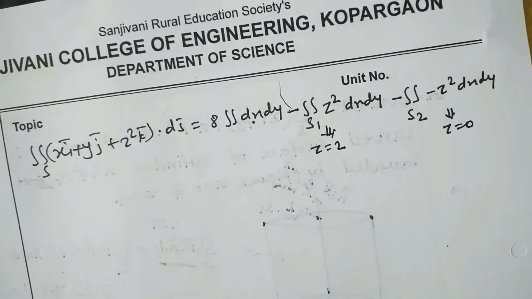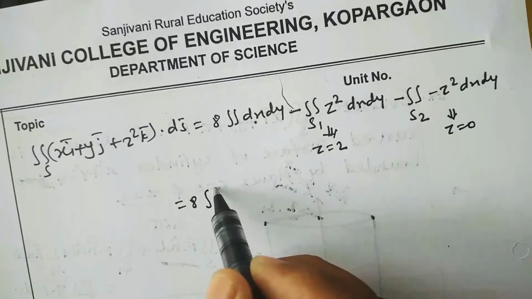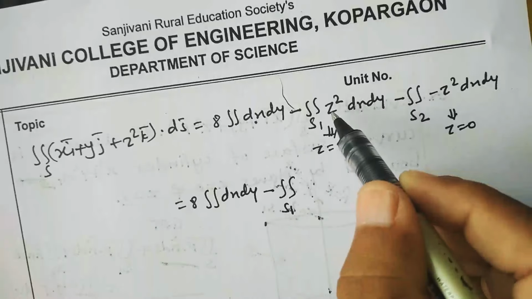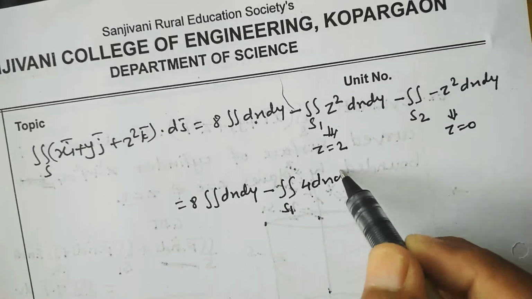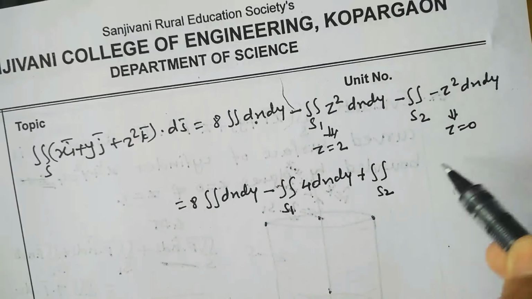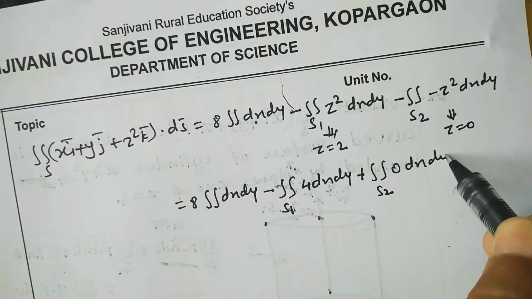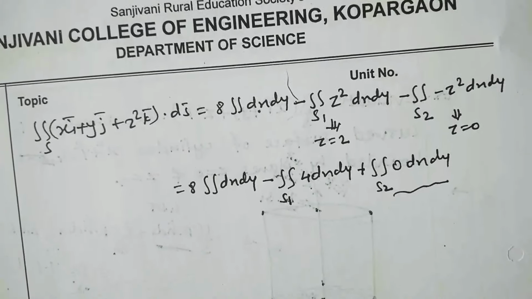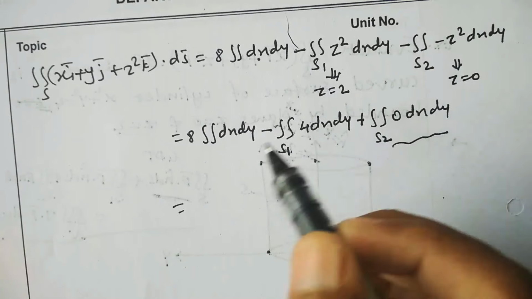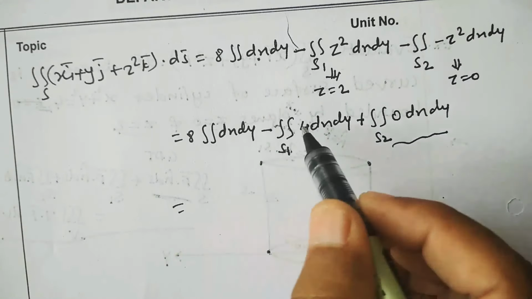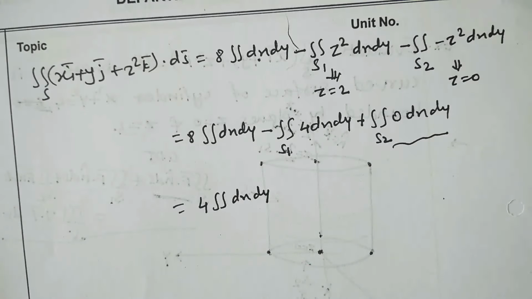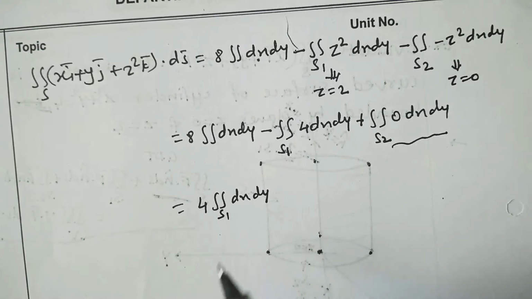So you will get 8 times double integration dx dy, minus double integration over S1, where the value of z is 2, so z square is 4, dx dy, and this minus taken outside, plus double integration over S2, where the value of z is 0, dx dy. So the third term automatically becomes 0. The second integral is 4 times dx dy, the first integral is 8 times, so 8 times minus 4 times, that is 4 times double integration dx dy. Now this is over surface S1.